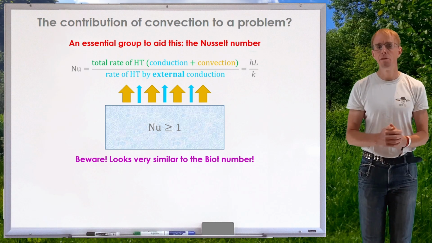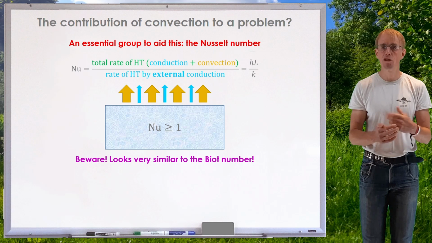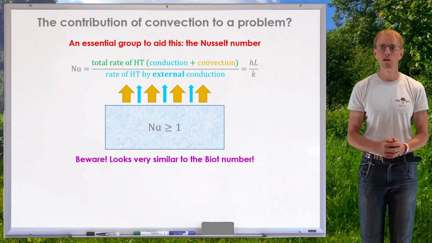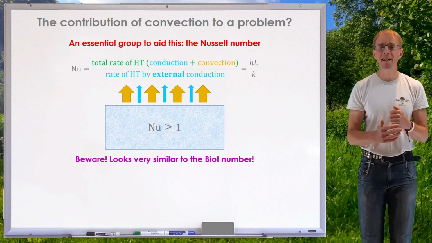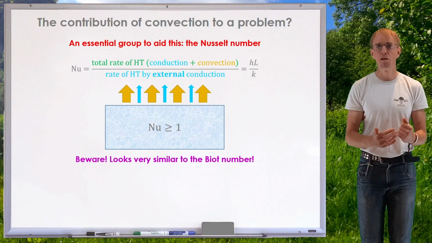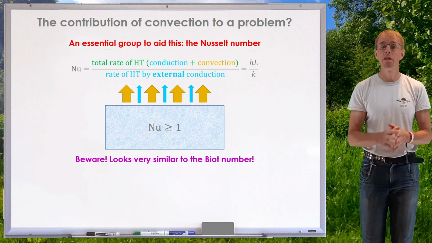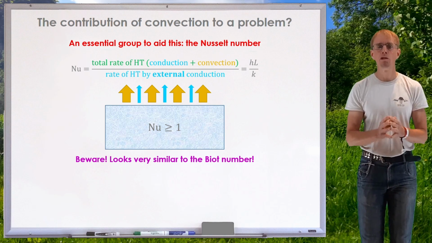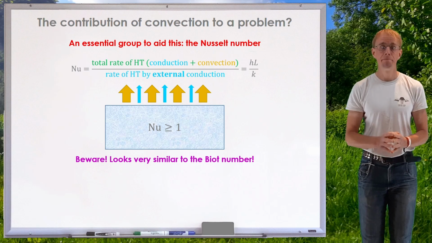The denominator of the Nusselt number is simply the rate of heat transfer by external conduction, which is our base case. If there's no convection, the only heat transfer mechanism is conduction. And so the denominator and the numerator of the Nusselt number are the same thing. It's the rate of heat transfer by conduction divided by the rate of heat transfer by conduction. Therefore, the Nusselt number is 1. So the lower bound of your Nusselt number is always 1, and it is always greater than or equal to 1.